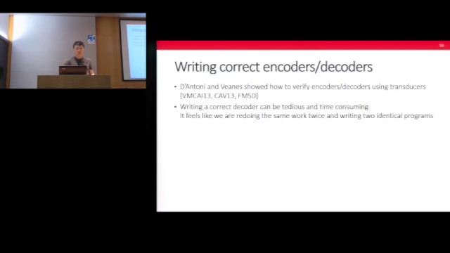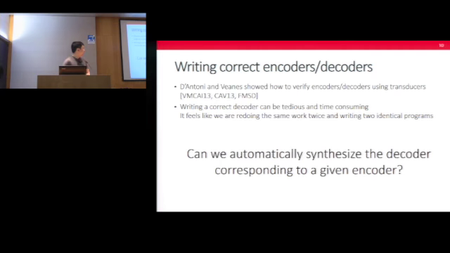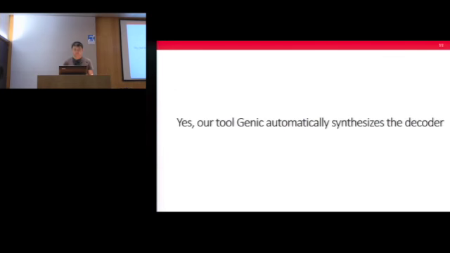D'Antoni and Veanes have shown how to verify that an encoder and decoder are inverses of each other. However, writing both programs is still time-consuming. Therefore, a natural question arises. Why don't we just automatically synthesize the decoder from a given encoder to avoid repeated work? The answer is yes. So we built a tool, Genic, which can automatically synthesize the inversions of programs such as encoders and decoders. Now, let me tell you how Genic works.